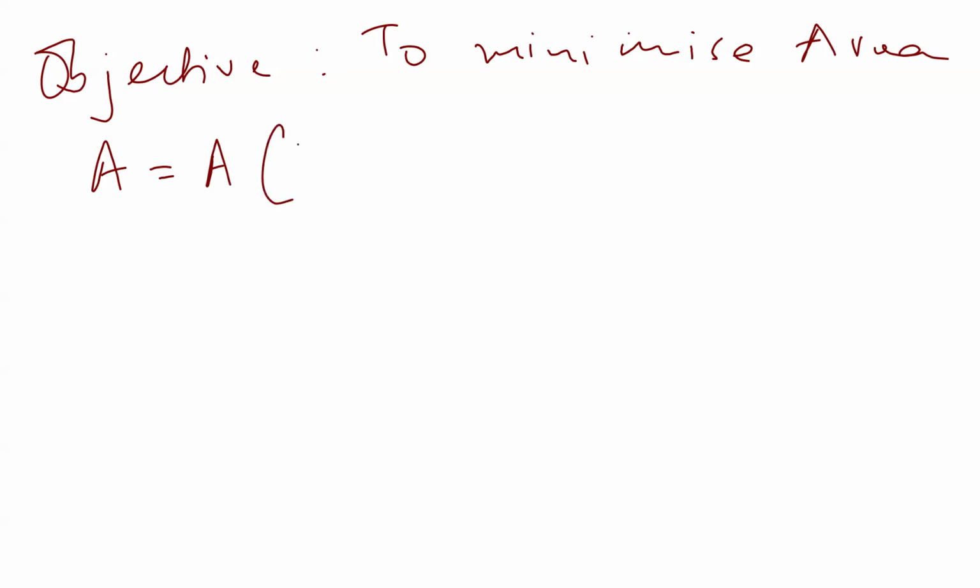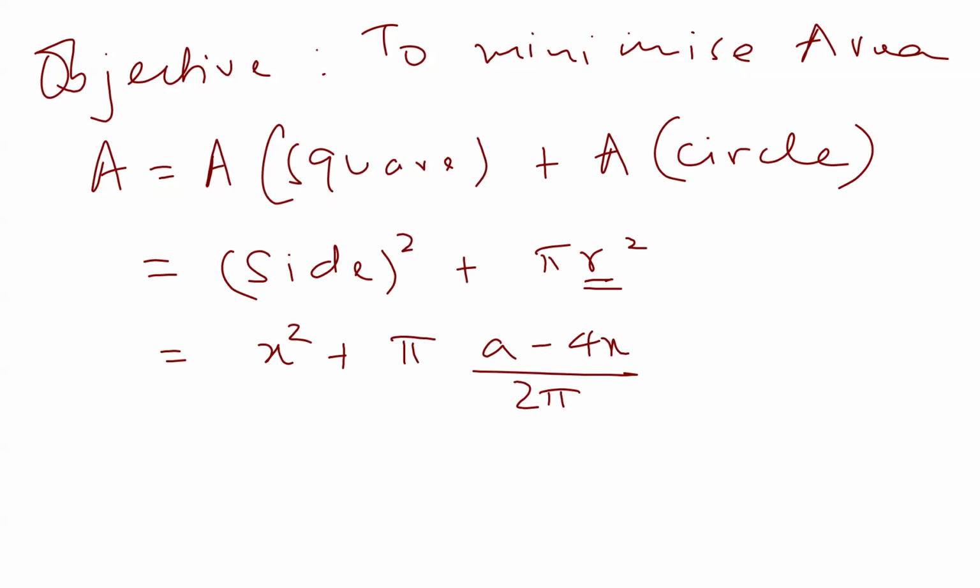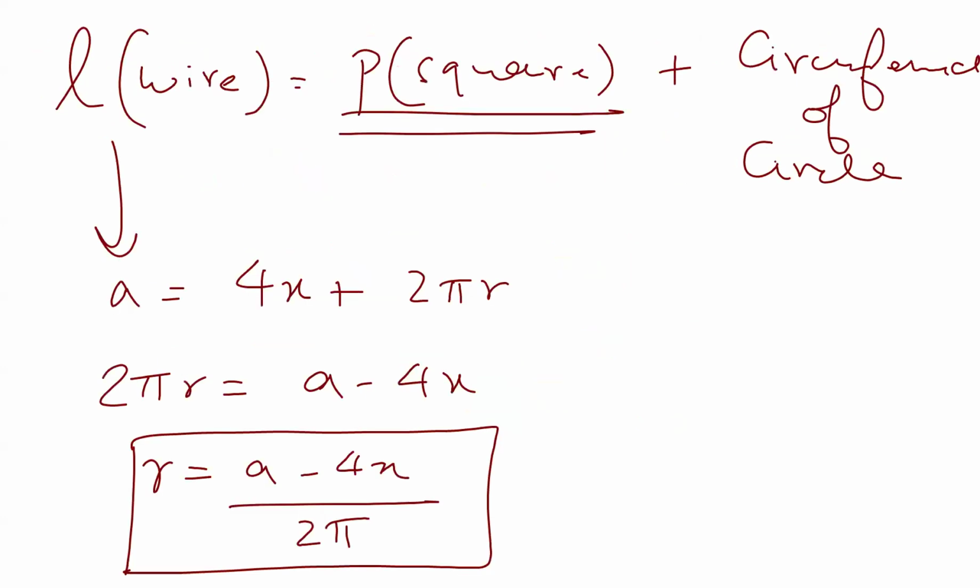So area of square plus area of circle. Area of square is side square. Area of circle is pi r square. So this is x square plus pi r square. Now r value we have calculated. R is equal to A minus 4x upon 2 pi. Okay, I'll show where it is written. See, r is equal to A minus 4x upon 2 pi. I hope everybody is copying quite clearly.